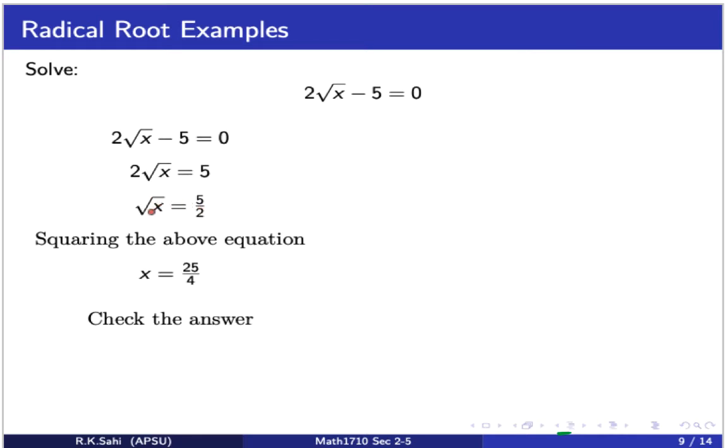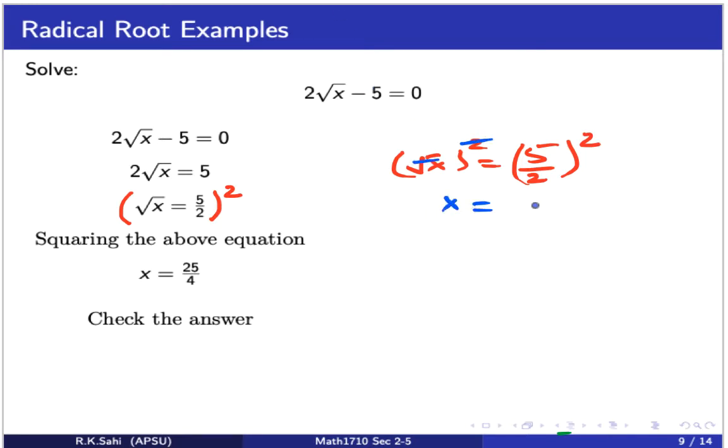Now remember, to solve for x we have to get the square root away from here. So what we do is we square the whole equation. So what we see is we get square root of x the whole square equals 5 over 2 the whole square. The square and the square root cancel out. We get x equals 25 over 4.